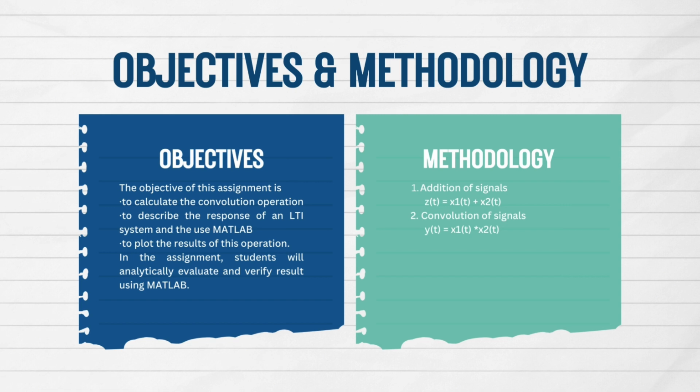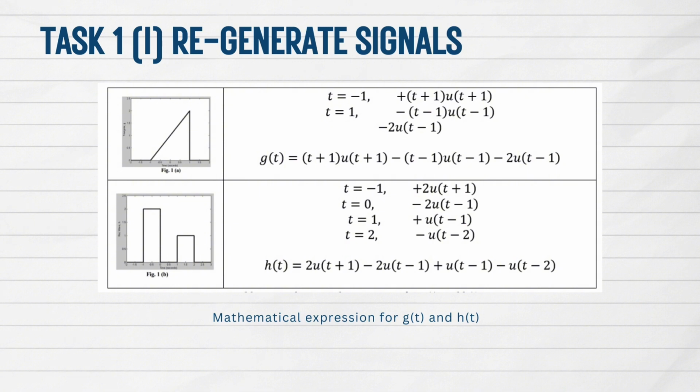For the methodology, the first one is the addition of the signals, z(t) equals x1(t) plus x2(t). Number two is the convolution of signals, y(t) equals x1(t) multiplied by x2(t). Task 1, number 1 is to regenerate the signal.